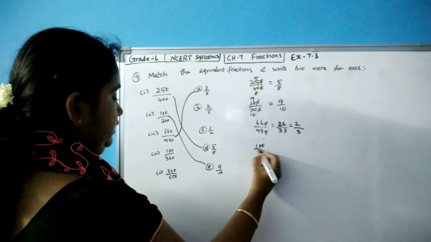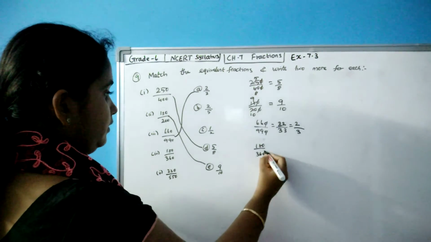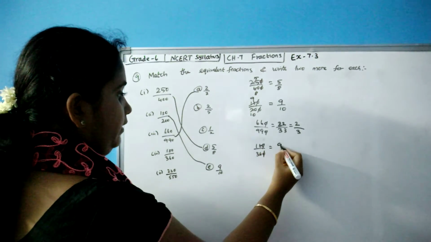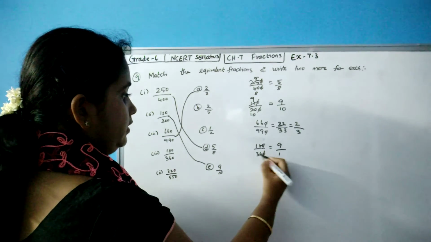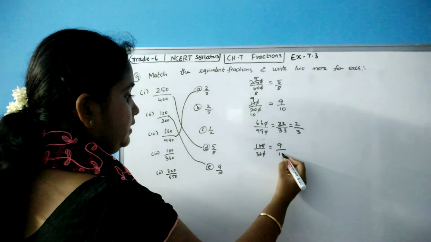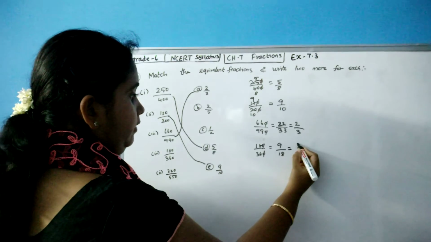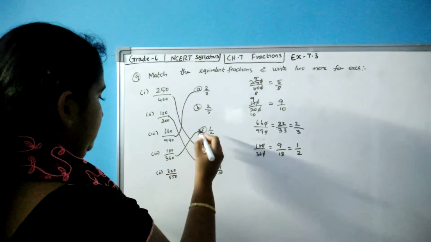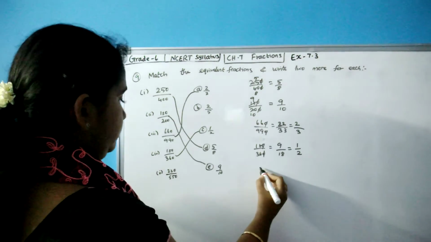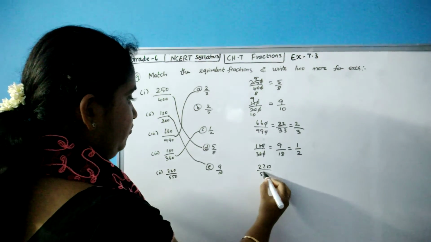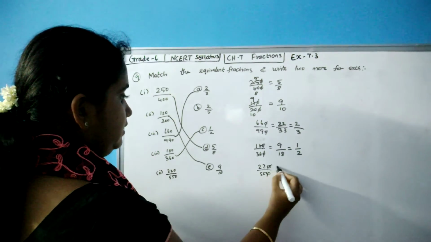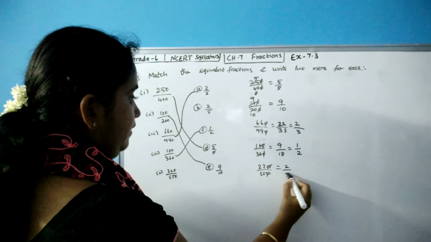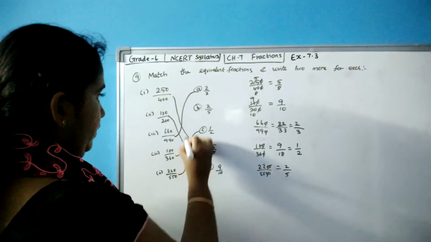Next one, 180 by 360. 0 0 cancel. 9 2s are 18, 1 2s are 2, balance 1 18, 16, 8 2s are 16. Again 1 9s are 9, 2 9s are 18. So 1 by 2 is your answer. Your last one, it is 220 by 550. 0 0 cancel. 2 11s are 22, 5 11s are 55. So it is 2 by 5.